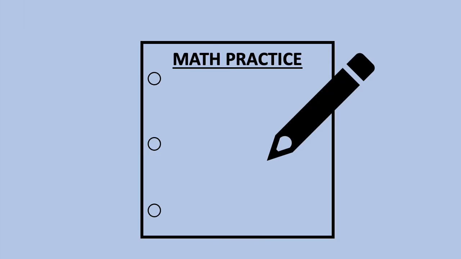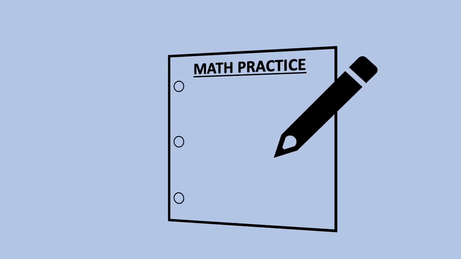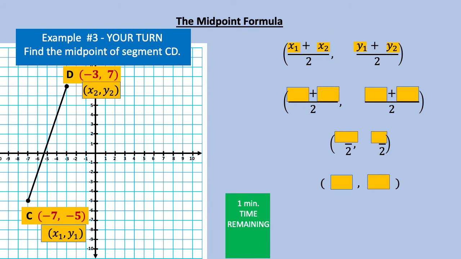If you haven't done so already, make sure to take out a sheet of paper and something to write with. You're going to need it for the next example. Example 3. Your turn. Find the midpoint of segment CD. Point C and point D have both been labeled for you already. The only thing you have to do is substitute the corresponding values into the formula and simplify to get your answer. You will have 1 minute. Please begin now.